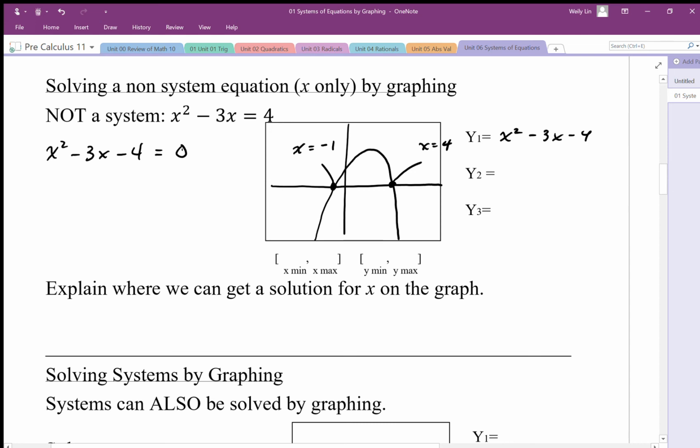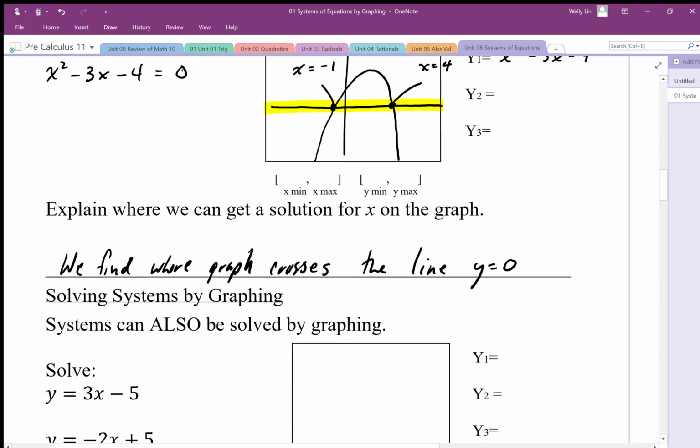So when we have a one-variable equation, it has a one-dimensional solution along the number line, or along the x-axis, just along the x-axis here. So where do we find a solution for x on the graph? We find where the graph crosses the line y equals 0.